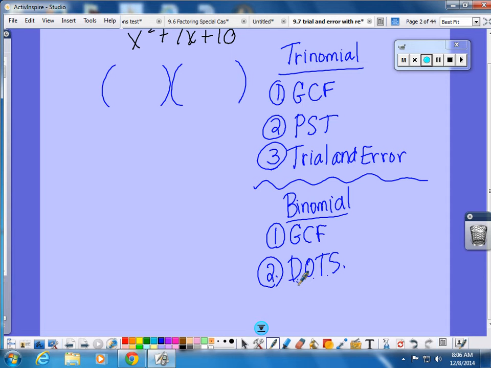If you're factoring a trinomial, you can try 3 things. If you're factoring a binomial, you can try 2 things. I would keep that in mind. I even write at the top of my test, here's what I can do. Okay, those are the things I can do.